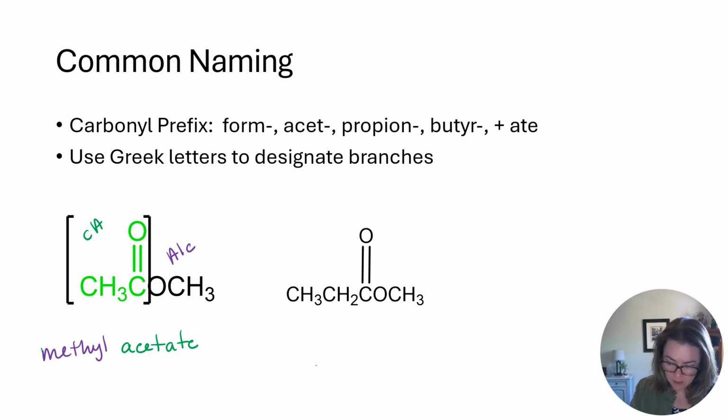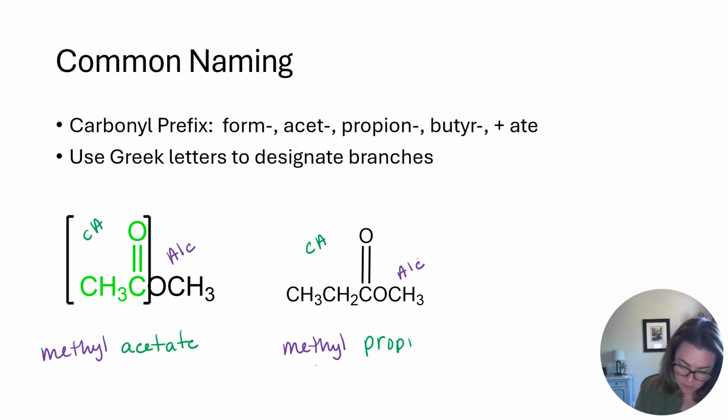I'm going to do the same thing on the neighboring compound. Again, we've already identified our carboxylic acid and our alcohol. So again, our alcohol is a methyl. This time our carboxylic acid is a prop. It's got 3 carbons, so it'll be propion. So the name here, methyl from the alcohol, and propionate. And there is your common naming.